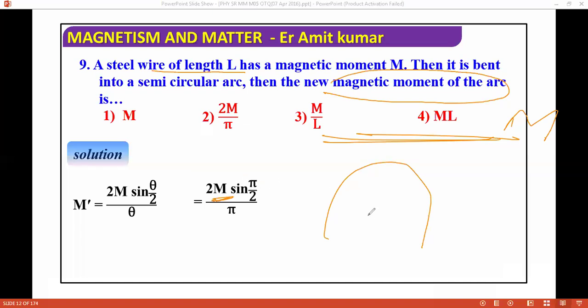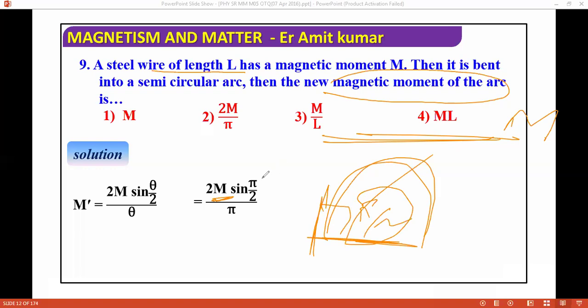So basically, what is the angle if you convert this into bending form? What is the angle here? Pi by 2. A 90-degree angle is forming. So this will be, and you see, this is pi by 2.